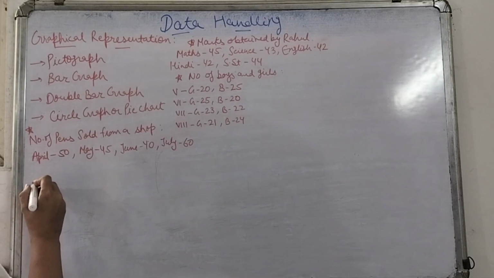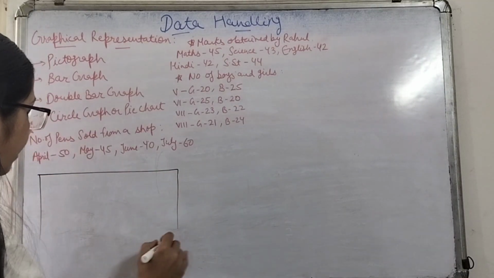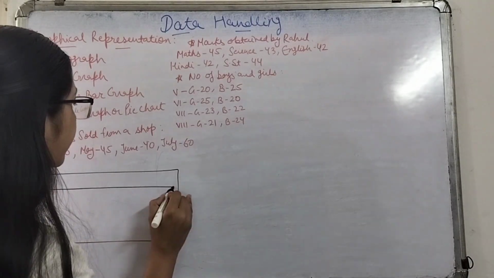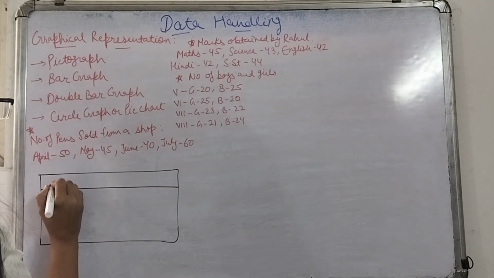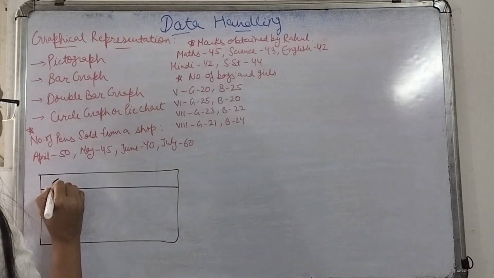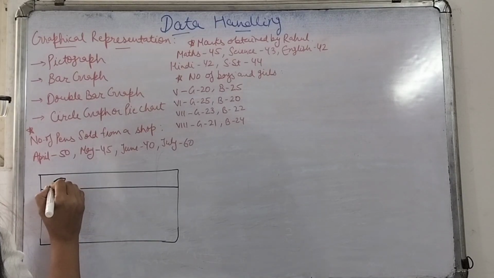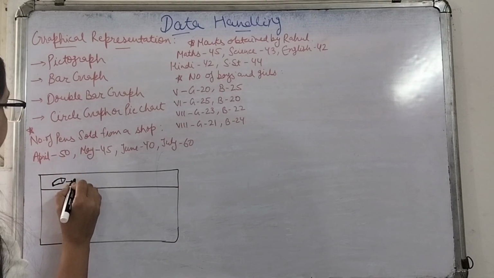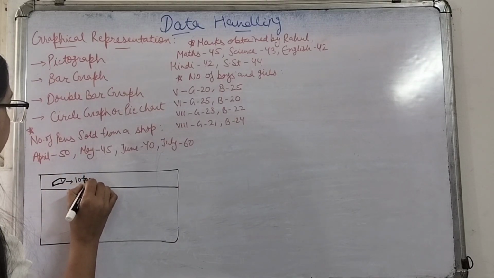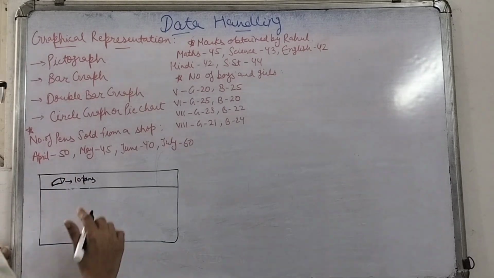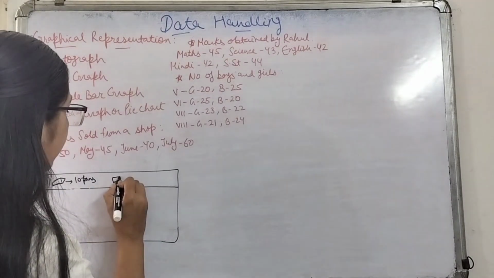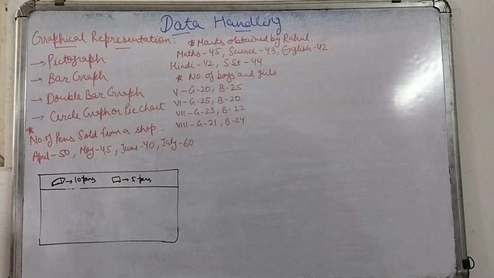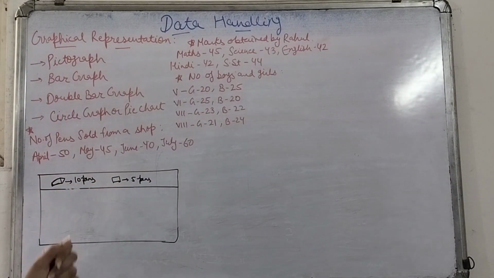First of all, we will make a table. Here we will indicate what diagram we will be making. For a pen, suppose we make a figure like this. Suppose like this we make a pen. This shows 10 pens. And if we make half of it like this, then it shows 5 pens. This is the demarcation, and this is how we will indicate it.